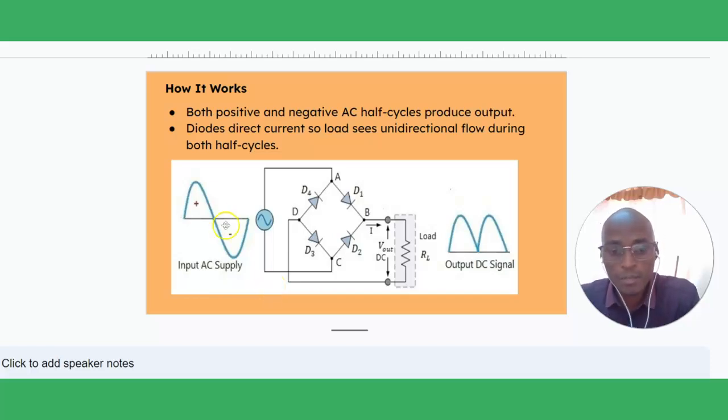What we have seen is that both positive and negative half cycles produce an output voltage across the load, and the direction of current is unidirectional, in the same direction, and that's why the output is seen to be positive in both occasions.